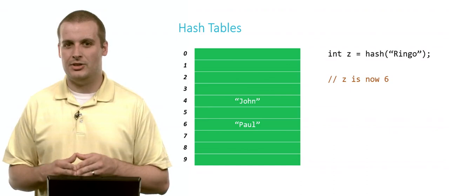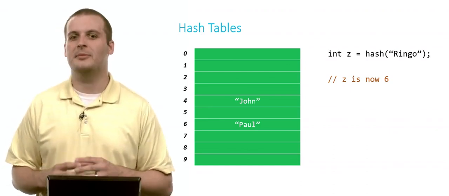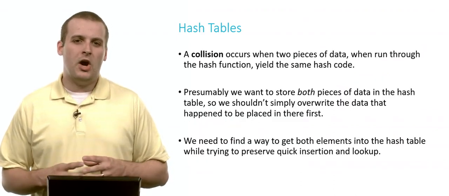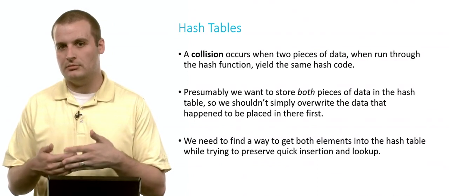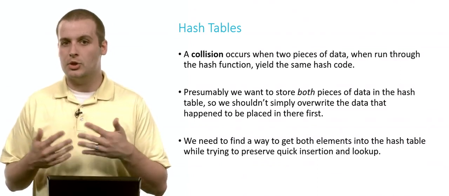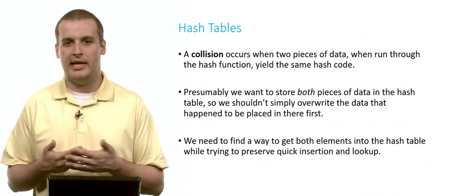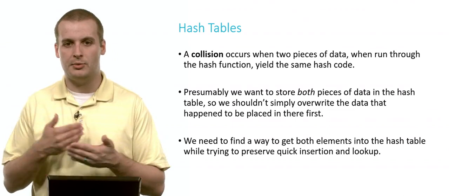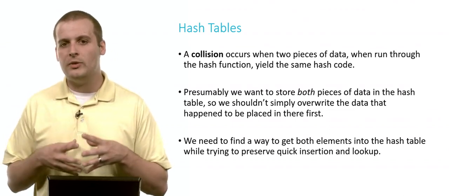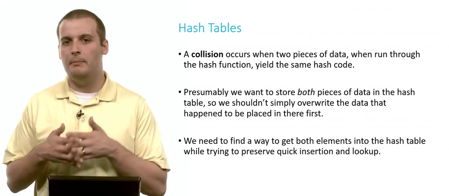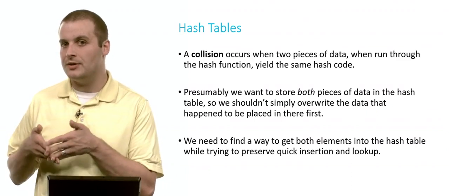I've already got data at array location 6, so it's probably going to be a bit of a problem for me now, right? We call this a collision, and a collision occurs when two pieces of data run through the same hash function yield the same hash code. Presumably, we still want to get both pieces of data into the hash table. Otherwise, we wouldn't be running Ringo arbitrarily through the hash function. We presumably want to get Ringo into that array. How do we do it, though, if he and Paul both yield hash code 6? We don't want to overwrite Paul. We want Paul to be there, too.